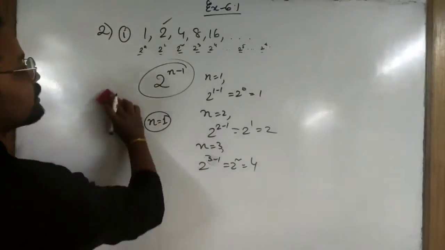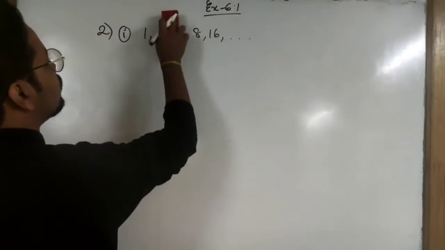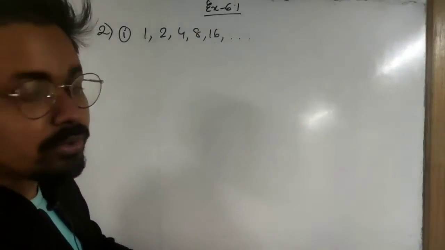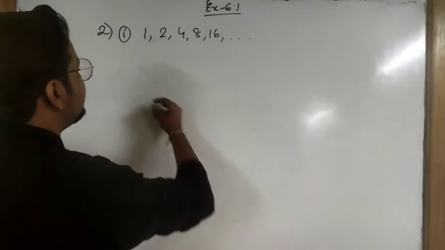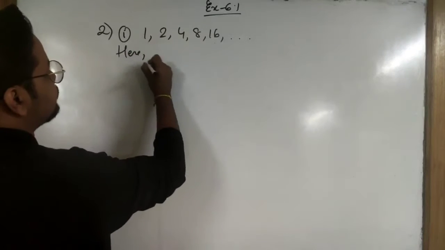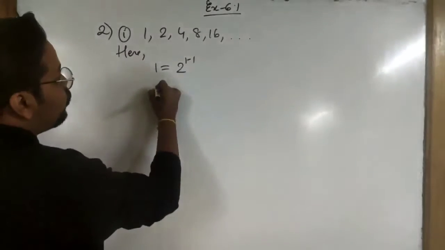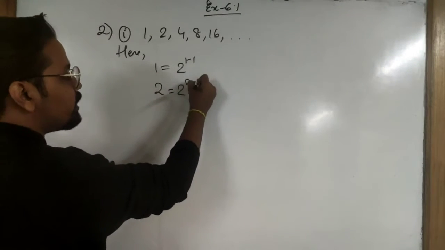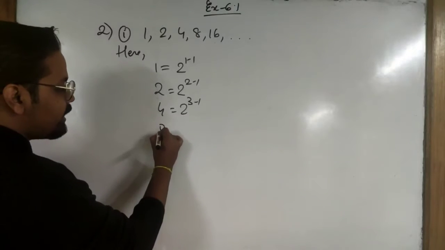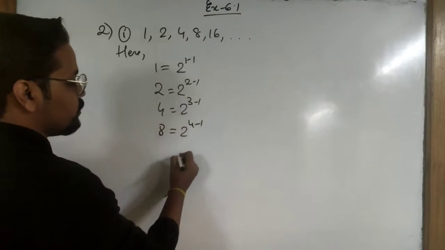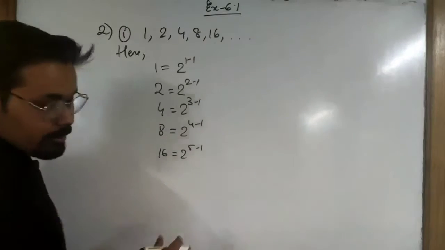Now how should you proceed with the sum? How should you write it? Once you get the idea of how these things are working out, what is actually the general term, you can go on like this. You can write here, 1 can be written as 2 to the power 1 minus 1. 2 can be written as 2 to the power 2 minus 1. 4 can be written as 2 to the power 3 minus 1. 8 can be written as 2 to the power 4 minus 1. 16 can be written as 2 to the power 5 minus 1, and so on.